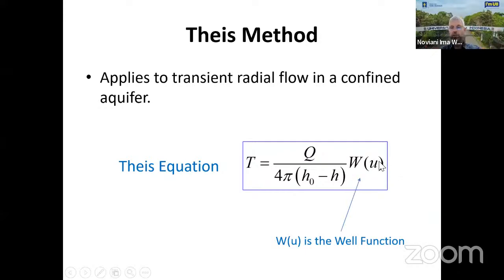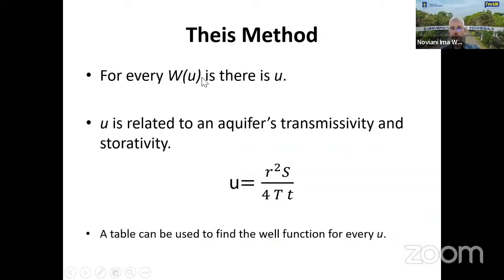So this W(u) is an interesting new element. It's called the well function. And it turns out that for every W(u), there is a u. So what does that mean? W(u) is the well function of any given u. So if I have a u, I can calculate W of u. And u in hydrology is related to the transmissivity of an aquifer and its storativity, T and S. And that's exactly what we want to know. So if we know u, we can calculate S and T.